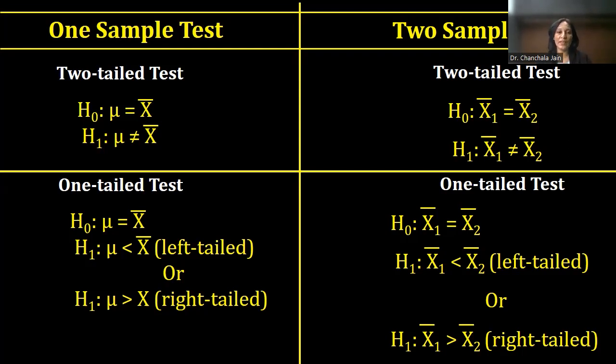So friends, this way, looking at these small things, we can understand how we can formulate our null hypothesis and alternative hypothesis for one-tailed and two-tailed tests, and also for one sample and two sample tests. So friends, I hope this video will help you to understand this difference.